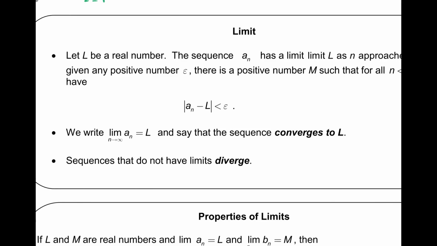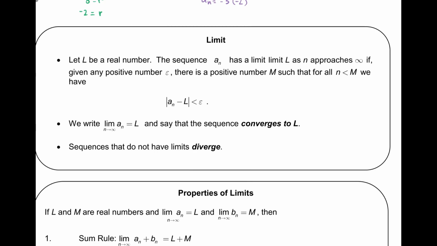Limit: let L be a real number. The sequence a of n has a limit L as n approaches infinity if, given any positive number epsilon, there's a positive number m such that for all n greater than m, we have the absolute value of a of n minus L is less than epsilon. So we write the limit of a of n as n approaches infinity equals L, and say that the sequence converges to L. Sequences that do not have limits diverge. So converging versus diverging.